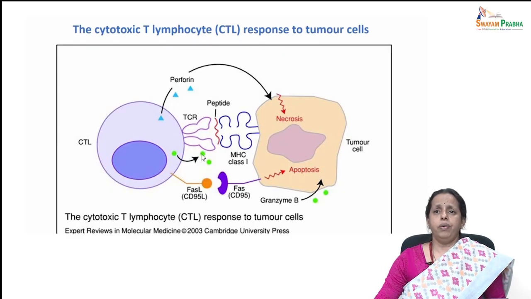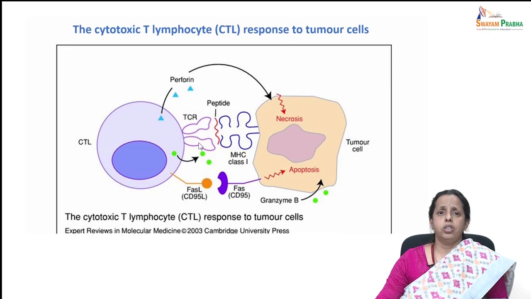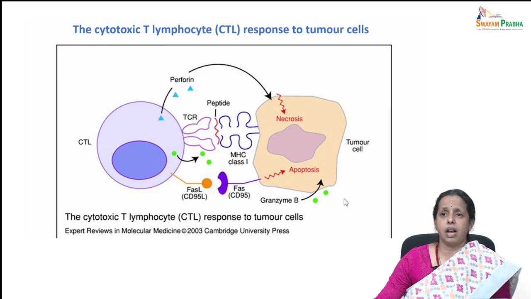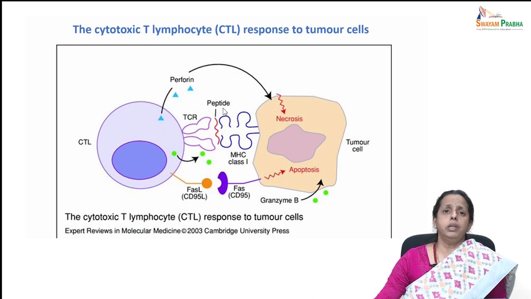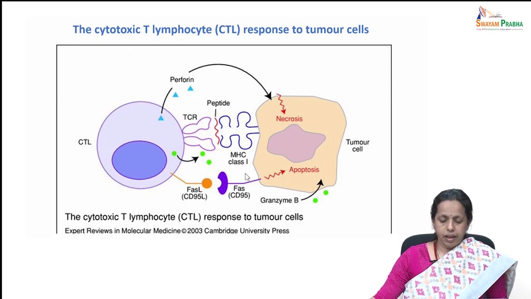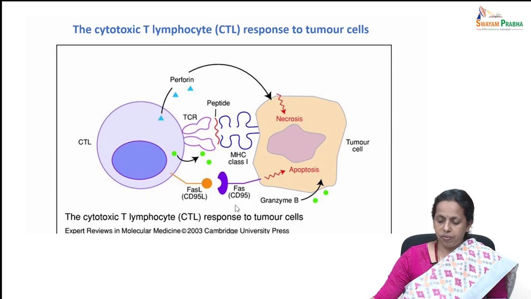So CTLs, as we have discussed, interact with tumor cells through binding of their T cell receptor to the MHC class I molecule, which is expressed on your tumor cell. The interaction also involves binding between adhesion molecules such as ICAM-1, that is intercellular adhesion molecule 1, with LFA-1, and your FAS, that is your CD95, with FAS ligand, that is your CD95L.